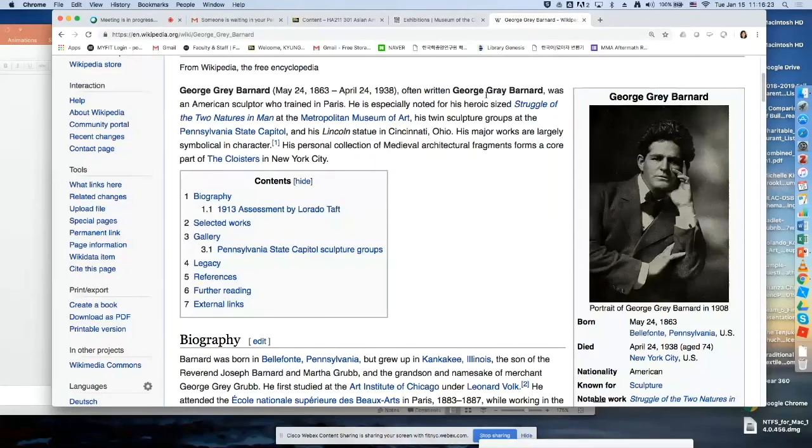He sold his first collection of French medieval sculpture to Rockefeller Jr., and that's how Rockefeller built the Cloisters Museum around 1914. And then George Gray Barnard had a second collection, and his second collection became actually the foundation of the Philadelphia Museum of Art. So you actually see his collections in two different places.